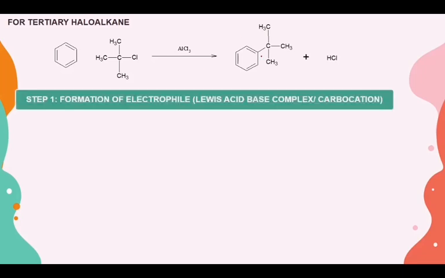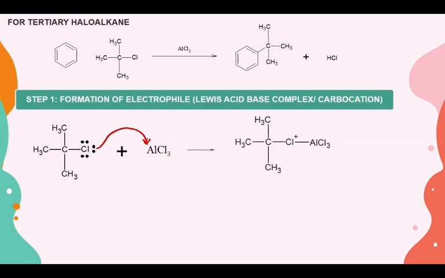We go to step 1, the same formation of the electrophile, but now our electrophile is the Lewis acid-base complex or carbocation ion. What happened at step 1? Our tertiary haloalkane will react with the Lewis acid. The arrow is from this lone pair to this aluminium, and what we will get here is this one. You just copy back from your haloalkane. This is from the haloalkane, and it will attach to AlCl3, and now it will become the positive charge.